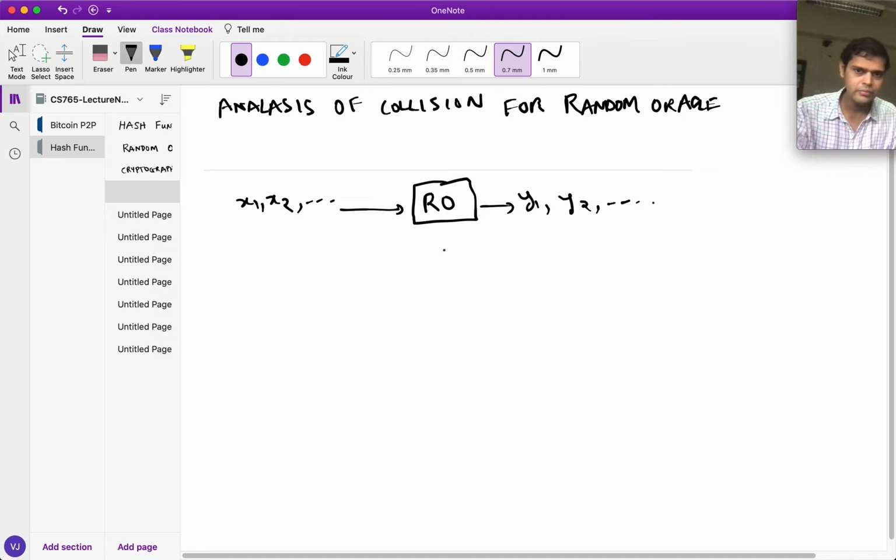So remember that the random oracle is actually generating a random number for every new input that it has not seen before. So essentially the question is, if we are flipping a coin and we are generating something in the range of 0, 1 up to 2 to the power of n minus 1, how many times should we try so that we get a collision? And essentially this has got to do with the birthday paradox, which many of you have already studied.